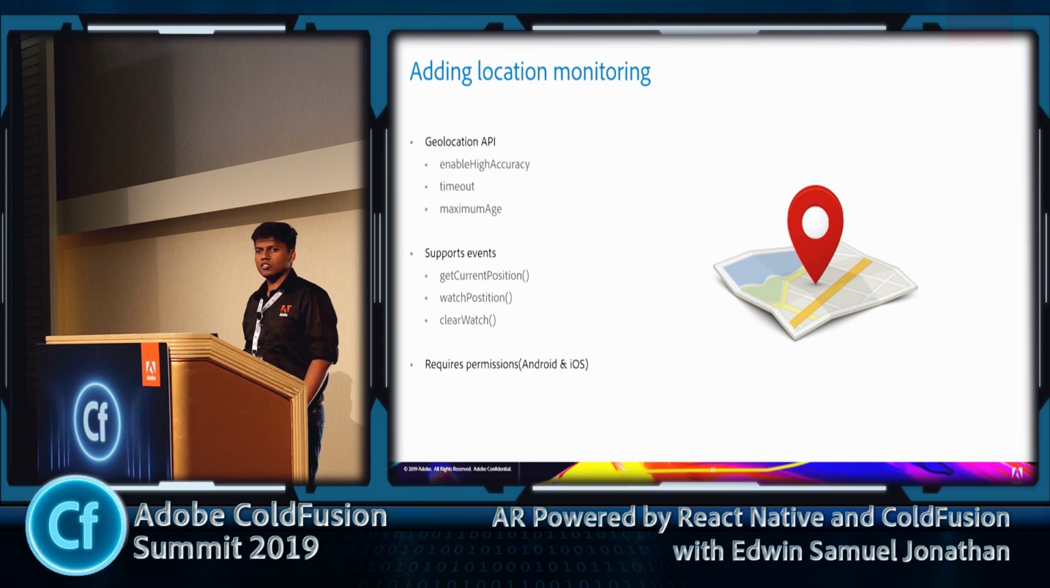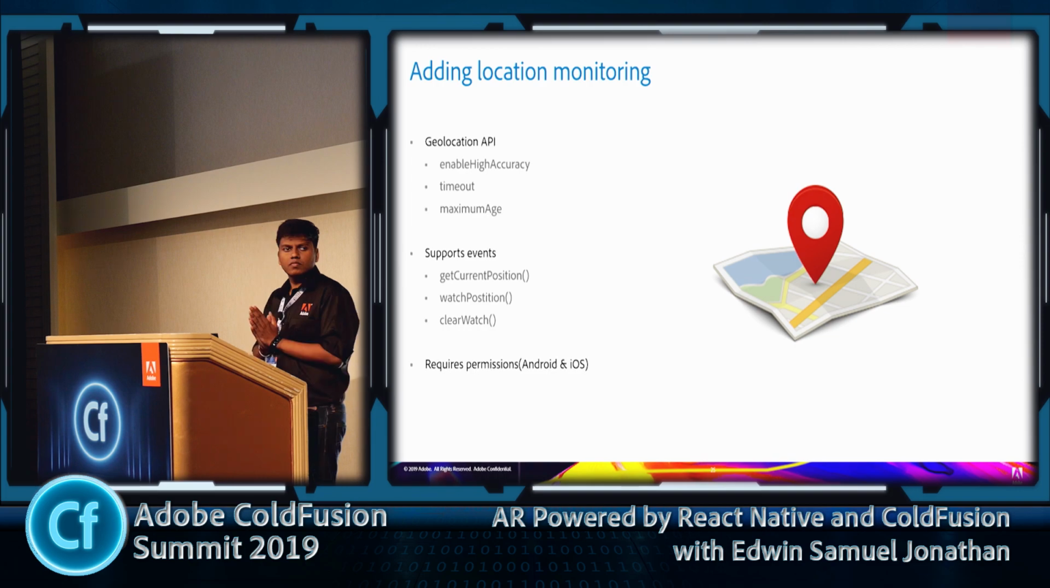The maximum age basically tells React Native how often you want to fetch the location. So either you can get the position only once, or you can keep continuously monitoring the position based on your needs. Also, this permission needs to be enabled separately in both Android and iOS manifest files. It's not enough if you just write the location code within React Native. You actually need to go into the separate manifest files and edit them to give these permissions.